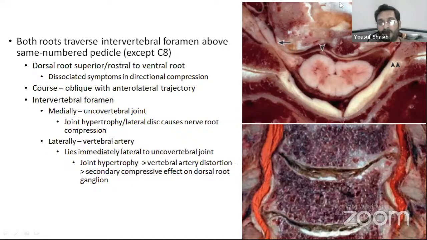So if you were to do an anterior discectomy and you remove this part of the disc, but leave the uncovertebral joint intact, the pressure of the uncovertebral joint is still there, and then the pain will not improve. So you need to remove the uncovertebral joint as well so that the spinal nerve is completely free. The uncovertebral joint contributes to the formation of the medial wall of the neural foramen. Then laterally we have the vertebral artery, which forms the lateral border of the neural foramen.